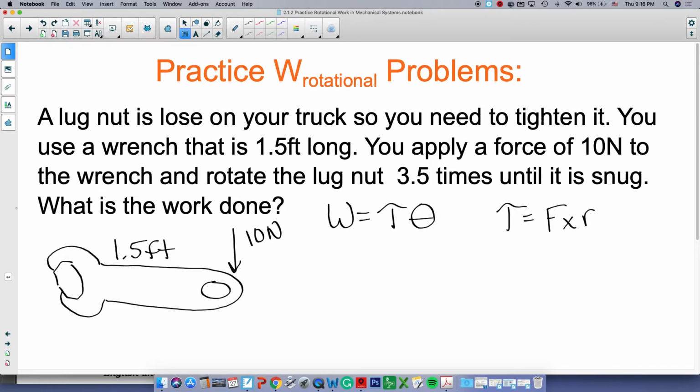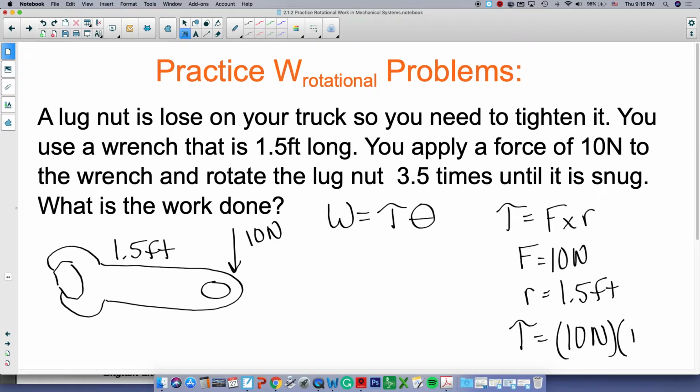So let me write some stuff over here. We have a force of 10 newtons. We have a radius of 1.5 feet. Then we have enough information to find torque. So 10 newtons times 1.5 feet. 10 times 1.5 is 15. So now we have a torque of 15 Newton meters.